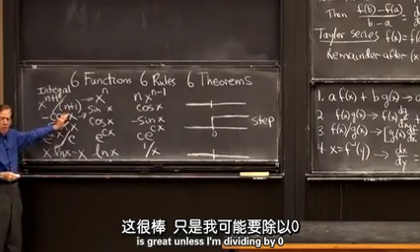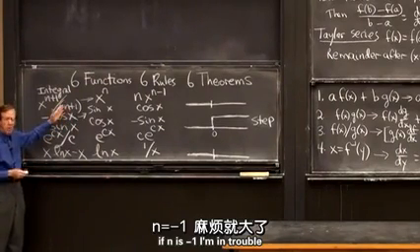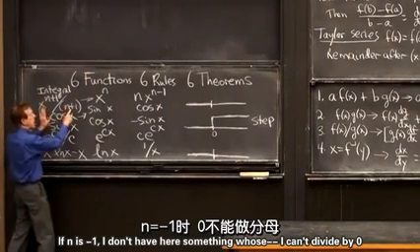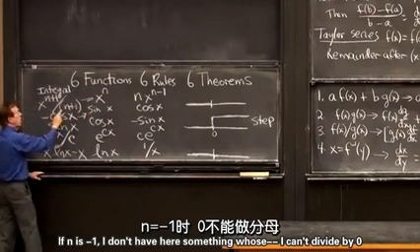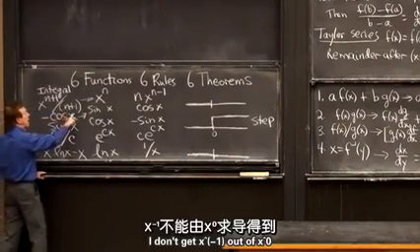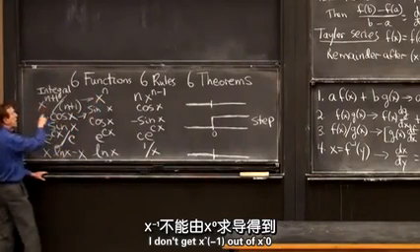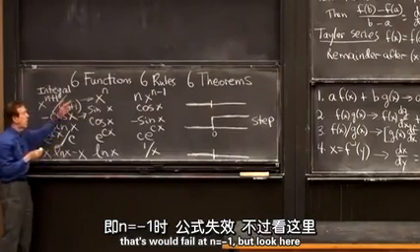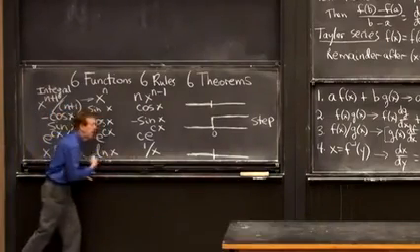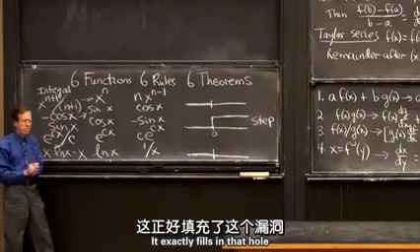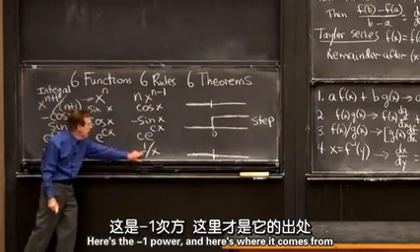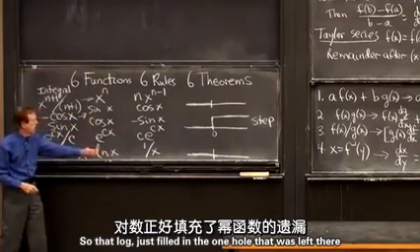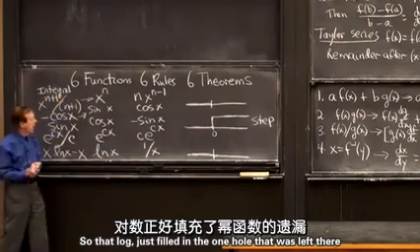And notice the one beautiful thing in this list, that the power rule is great unless I'm dividing by 0. If n is minus 1, I'm in trouble. I can't divide by 0. I don't get x to the minus 1 out of x to the 0. That rule fails at n equal minus 1. But look, here is exactly what fills in that hole. Wonderful. Here's the minus 1 power, and here's where it comes from. So that log just filled in the one hole that was left there.